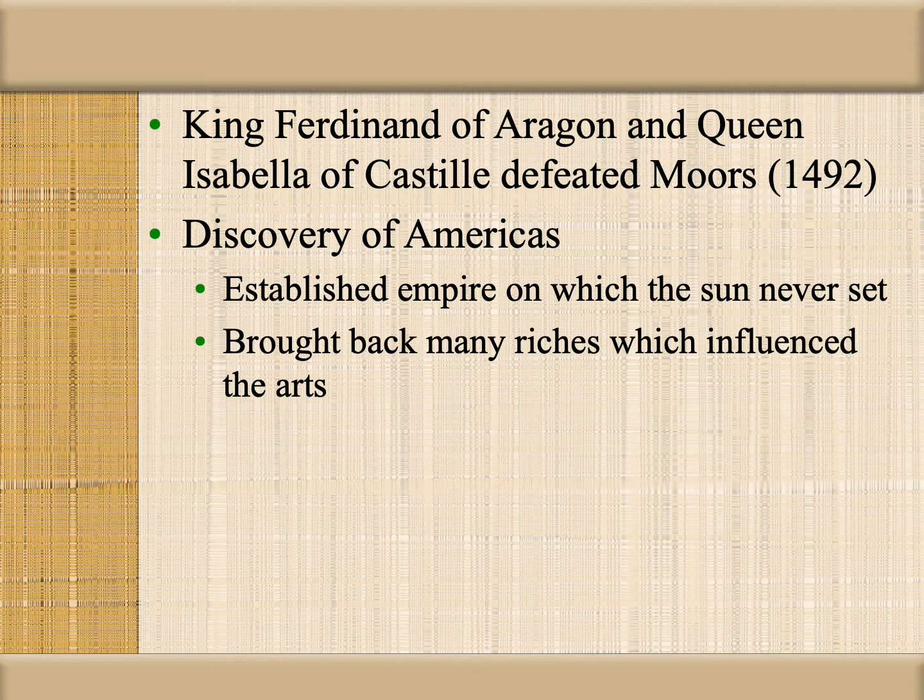Additionally, being the two most prominent royal families in Spain, their marriage actually unified Spain. So it suddenly came from multiple families in that dynastic style to being a unified kingdom. Additionally, we saw the discovery of the Americas. So this established an empire on which the sun never set. So they were able to go and colonize a lot of Latin America.